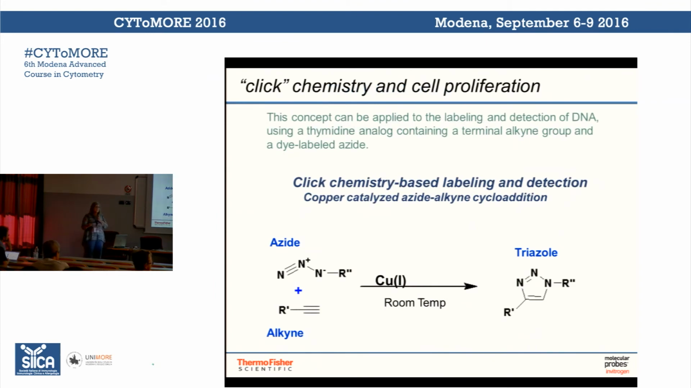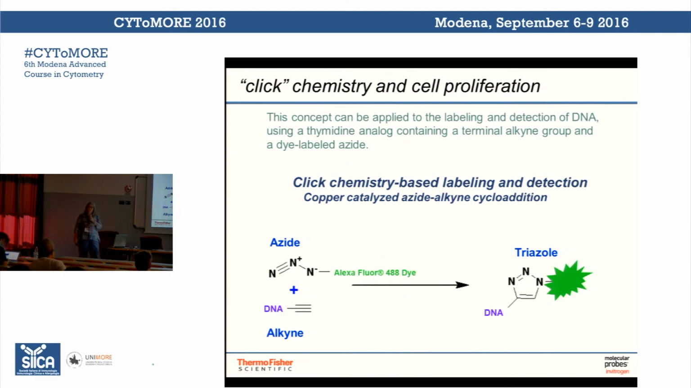So this concept can be applied to the labeling and detection of DNA with click chemistry because the alkyne is incorporated into the DNA, and then with a click reaction, incorporating a dye-labeled azide in the presence of copper, you get this nice covalent labeling of your DNA with a fluorescent probe.